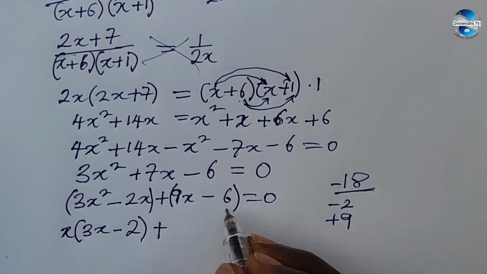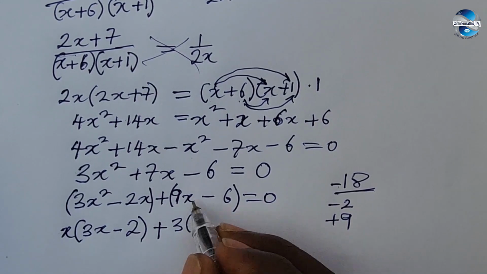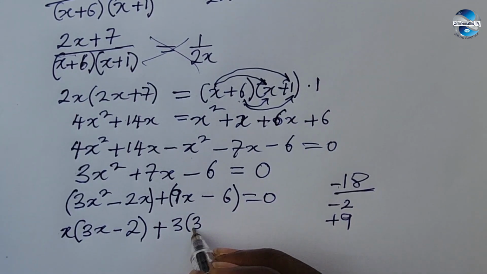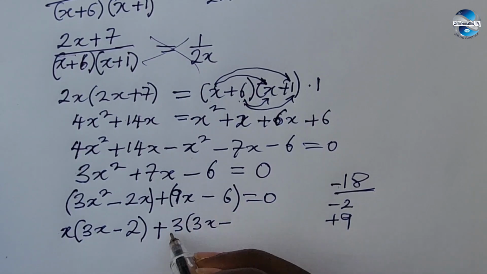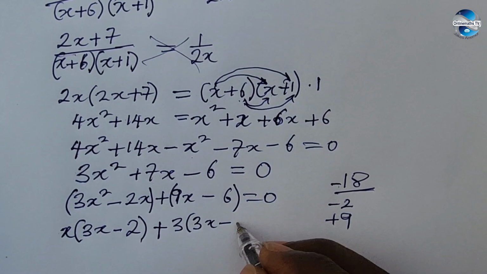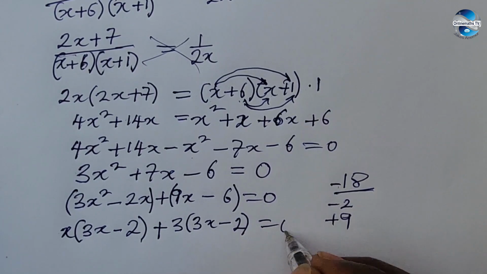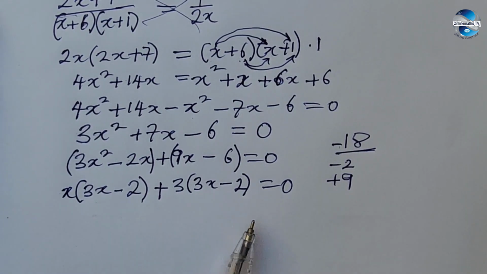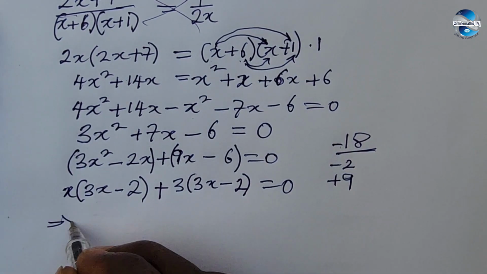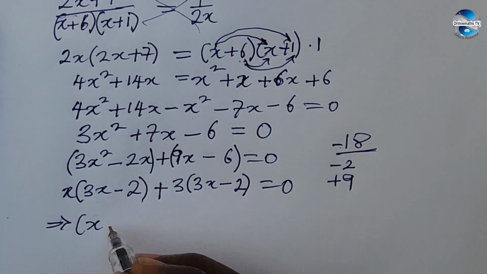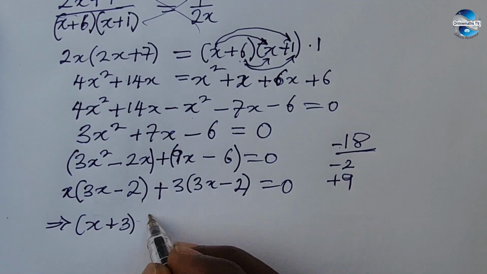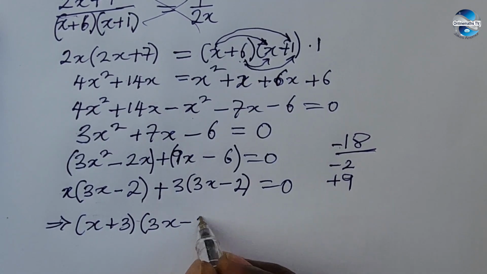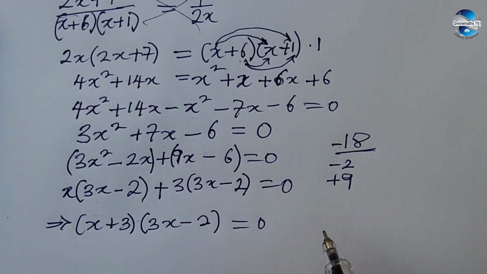Then plus, what is common here is 3. So we have 3 into 9x will give us 3x, then 3 into 6 will give us 2, everything equal to 0. So you discover the brackets here are the same. So we take the quantity outside and the one inside. If we take one of these outside, this now implies that we have x plus 3 in bracket, 3x minus 2, everything equal to 0.